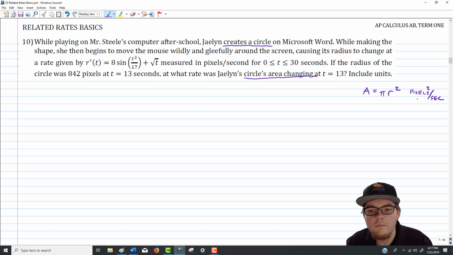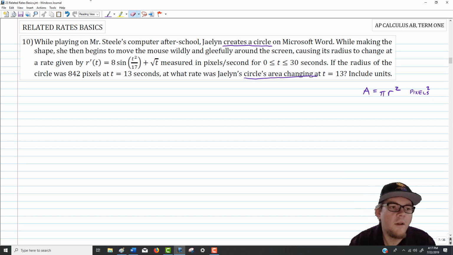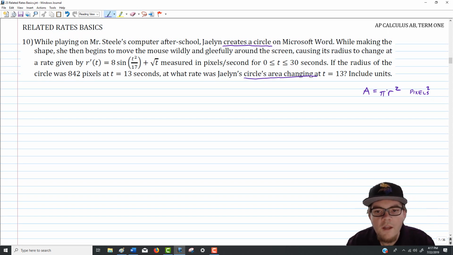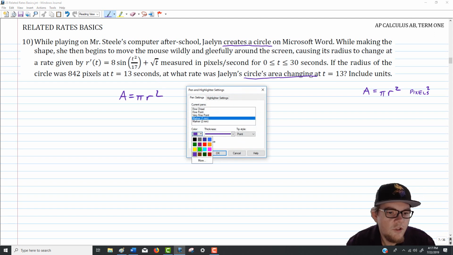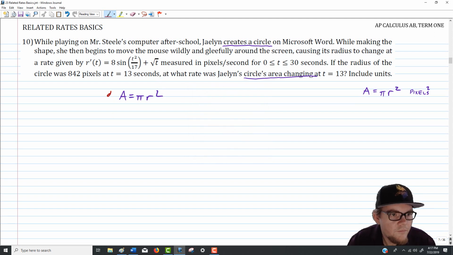So there are the units. No, that's not the units for A. The units for A would just be pixels squared. I apologize. So we have A. We have other information, but most importantly, we're interested in knowing some stuff about what's happening when A changes. So let's change it ourselves.